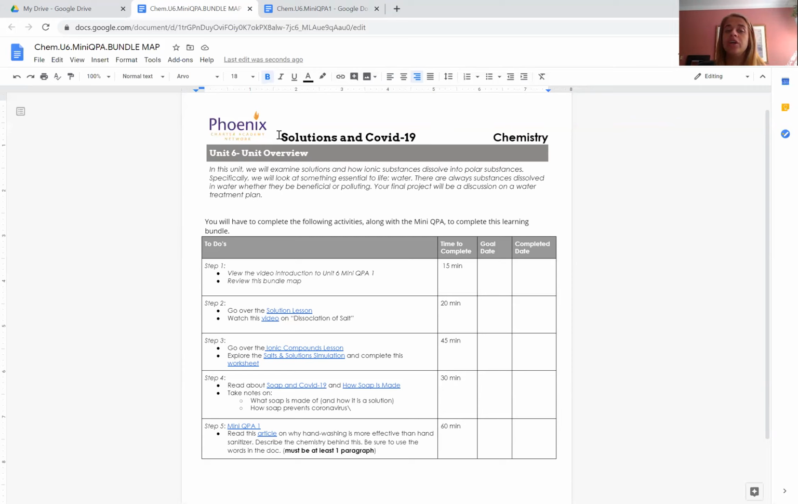In this unit, we are going to examine solutions and how ionic substances dissolve into polar substances. This is a big throwback. Remember, ionic substances are typically a metal and a non-metal, and they bond just by attracting each other. It's a transfer of electrons, so one is positively charged because it gave up an electron, and the other is negatively charged because it gained an electron, and they attract each other because opposites attract.